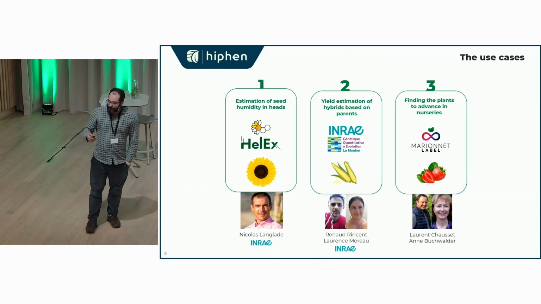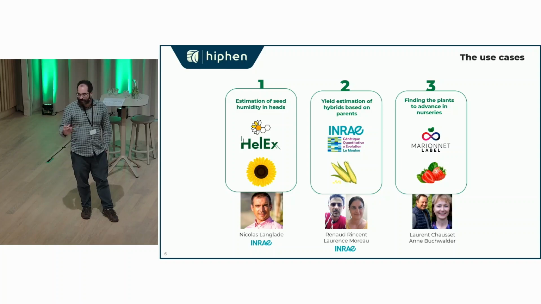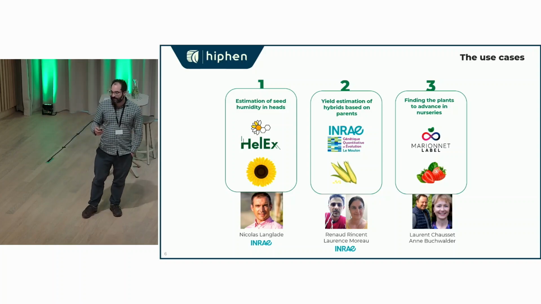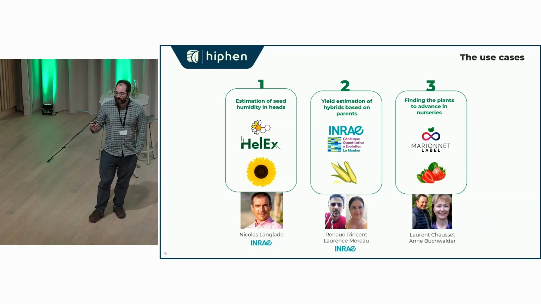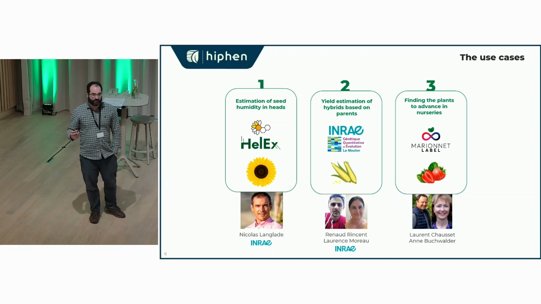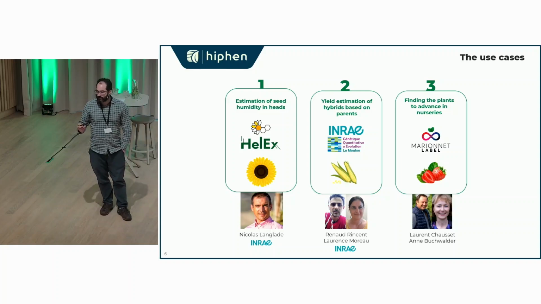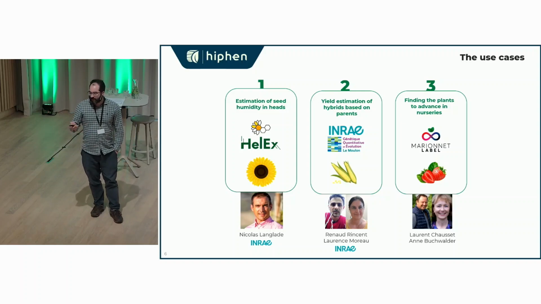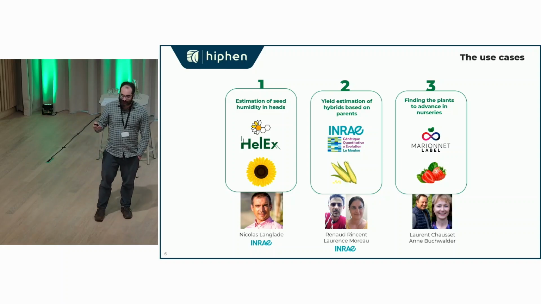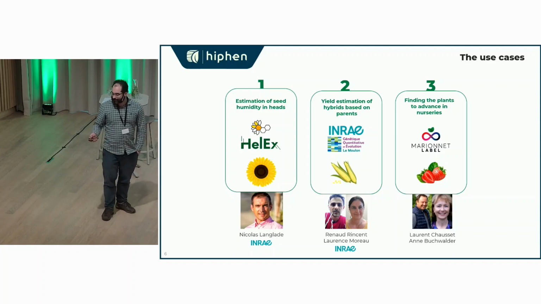To illustrate phenomic predictions as we're working on it at HIPHEN, I want to use 3 concrete use cases, so it will speak to you all a little bit better, and then we'll try to take the learnings out of it. The first use case will be to try to estimate seed humidity in sunflower heads, and we did that within the Helix project. It's a European project with all the sunflower breeders operating in Europe. The other one will be yield estimation of hybrids based on the parents, which we did with INRAE Le Moulon. And finally, and that's really rare, so we're happy to present it, the way we are helping a very small breeding company advance their lines in strawberry.